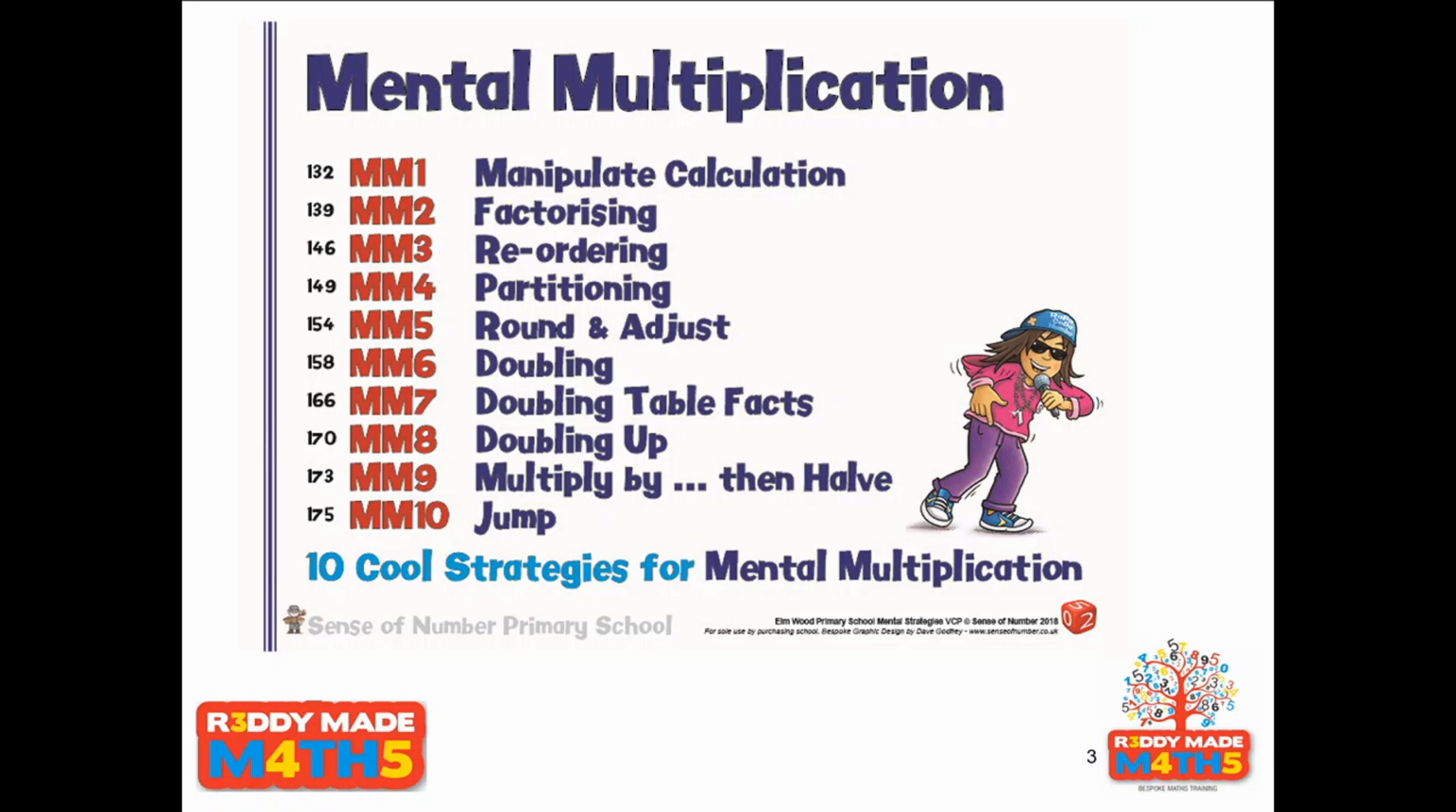So whenever they see a multiplication, they're able to look at it and think, right, can I do this in my head? And if so, what's the best strategy that I can use? We've covered the first 8, and so we're now onto the 9th strategy, which is multiplying by something, usually 10, 100, or 1,000, and then halving. And in the final session tomorrow, we're going to move on to the final strategy, which is jump. So what we're going to do now is move over to the ready-made maths classroom, where I'll be able to demonstrate how this strategy works.